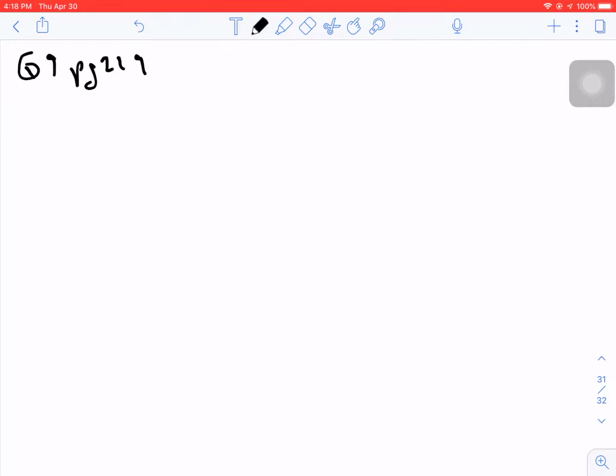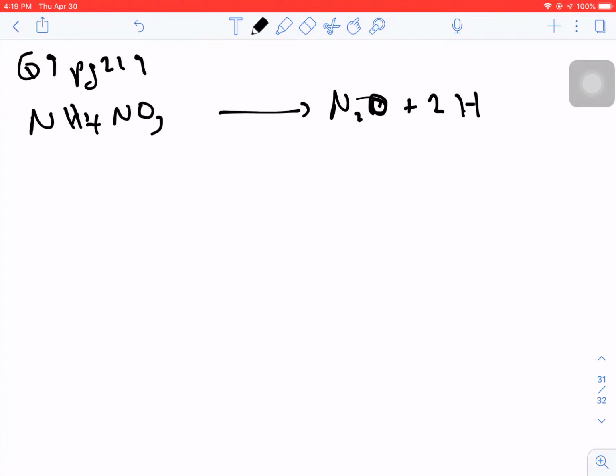So, question 9 from page 219 has a chemical called ammonium nitrate, NH4NO3. Remember, ammonium is a +1 ion, nitrate's a -1 ion, so the ones come down. And when it decomposes into 2 chemicals, one is dinitrogen monoxide. It's a molecular compound, so a nonmetal and a nonmetal. So notice that I need to use the prefixes, so it's dinitrogen monoxide plus 2 dihydrogen monoxides, or 2 waters.